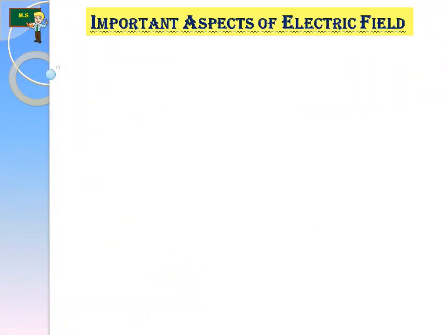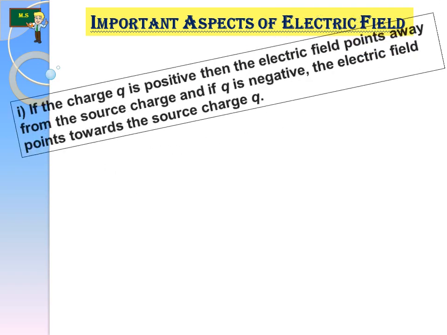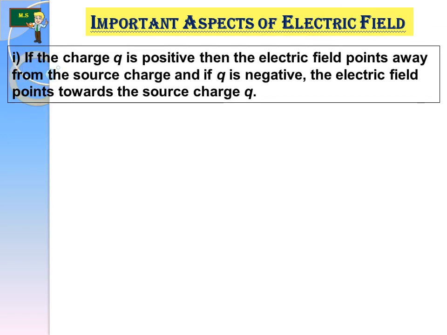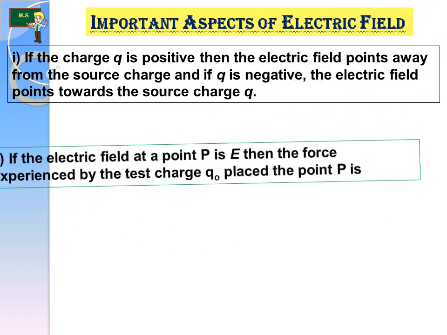Let us see some of the important aspects of the electric field. First point, if the charge Q is positive, then the electric field points away from the source charge, and if Q is negative, the electric field points towards the source charge Q. See the difference. If it is positive, the electric field points away from the source, and if it is negative, the electric field points towards the source charge.